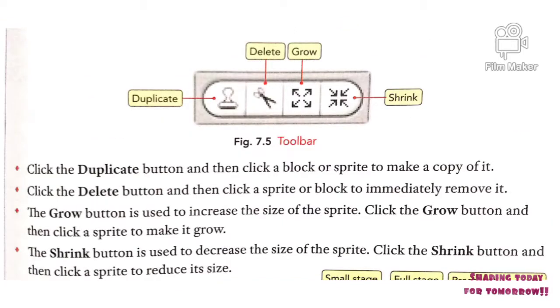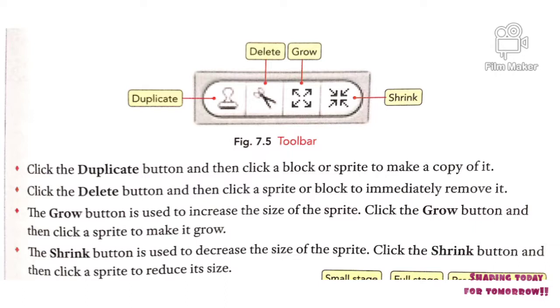So students, there are four types of options given here. The first one is duplicate, the second is delete, the third is grow, and the fourth is shrink. Let's see the functions of these options. The first point is to click the duplicate button and then click the block or sprite to make a copy of it. So if you want to make a copy of any sprite or any block, first of all click on the duplicate button and then click the block or the sprite of which you want to make a copy.